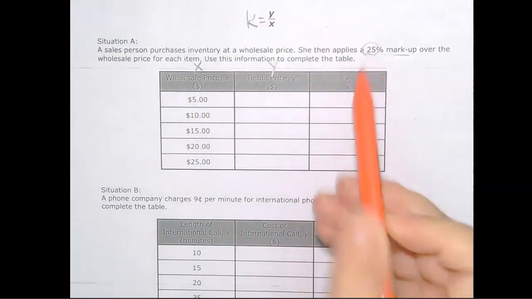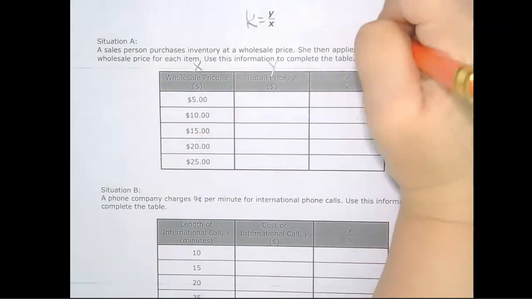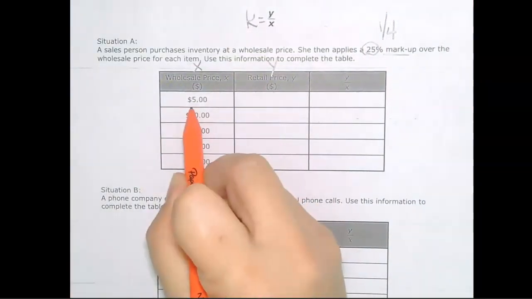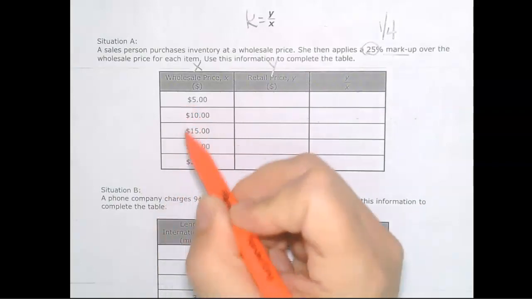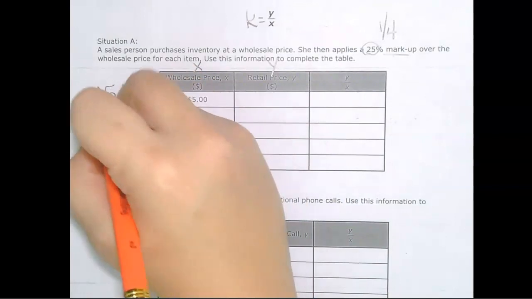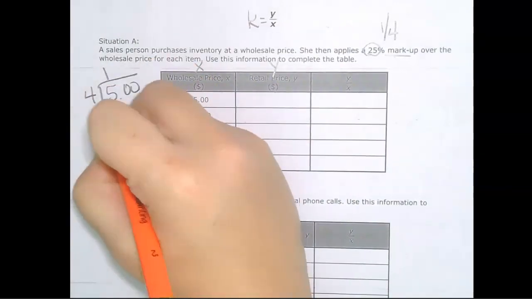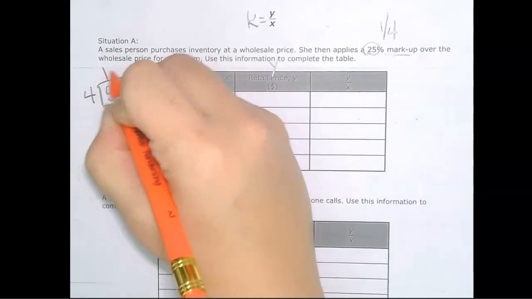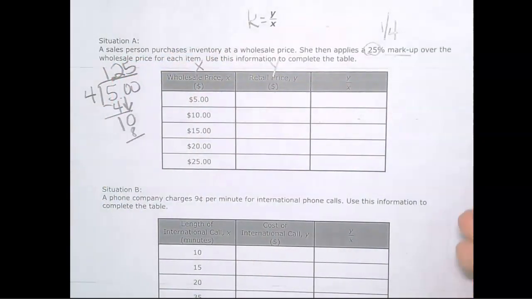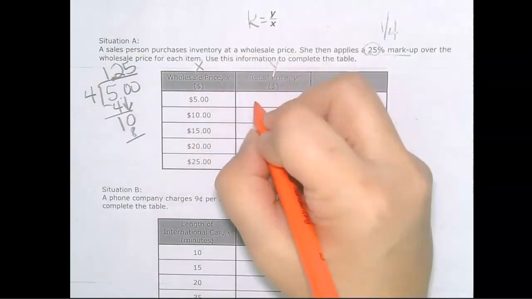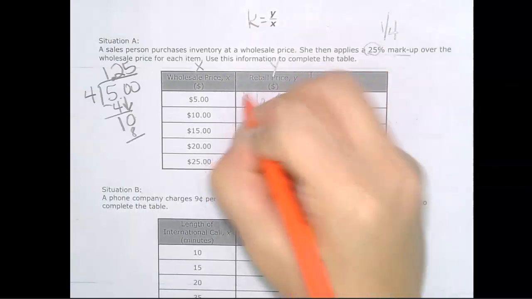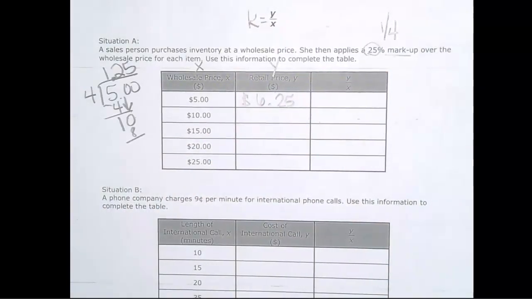A good way to figure out 25% is to remember that it is 1/4, okay? 1/4, 25%. If I divide 5 by 4, I would get a what? Dollar. We can do it over here on the side. $1.25. Okay, so I'm going to add $1.25 to $5. So my retail price for that would be $6.25. Okay, I'm going to do the same thing with 10.